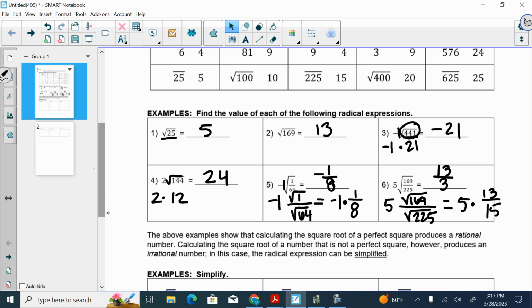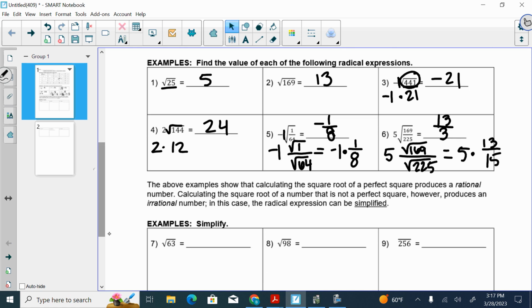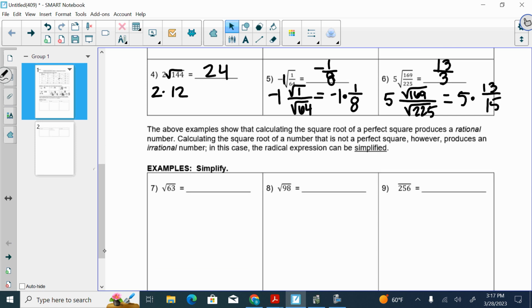Okay, so all of these above, we were able to come out with a nice and neat number, right? All of them were ones from our chart up above. But like I said, sometimes we'll have numbers under there that aren't from our chart, and if we type them in our calculator, it's going to give us a decimal. So that's what we're going to look at next. That's what it says here.